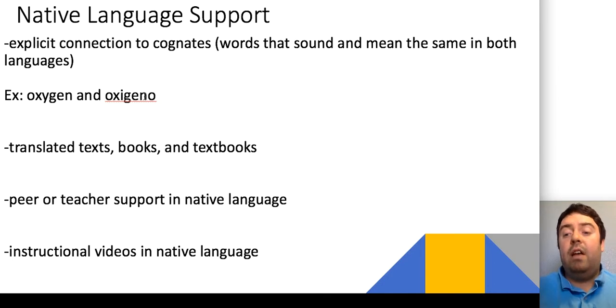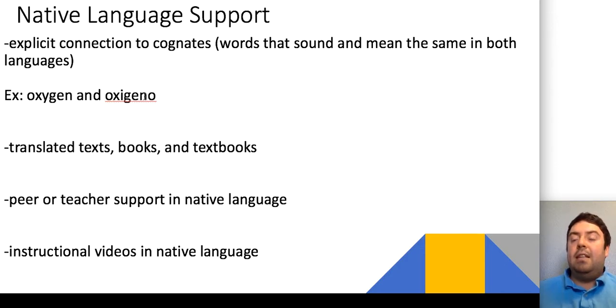proficiency in their native language and develop their native language are more likely to have a stronger proficiency in English, and also they learn English at a faster pace compared to students who really didn't learn too much of their native language and just went straight to all English programs. So native language support is very beneficial.